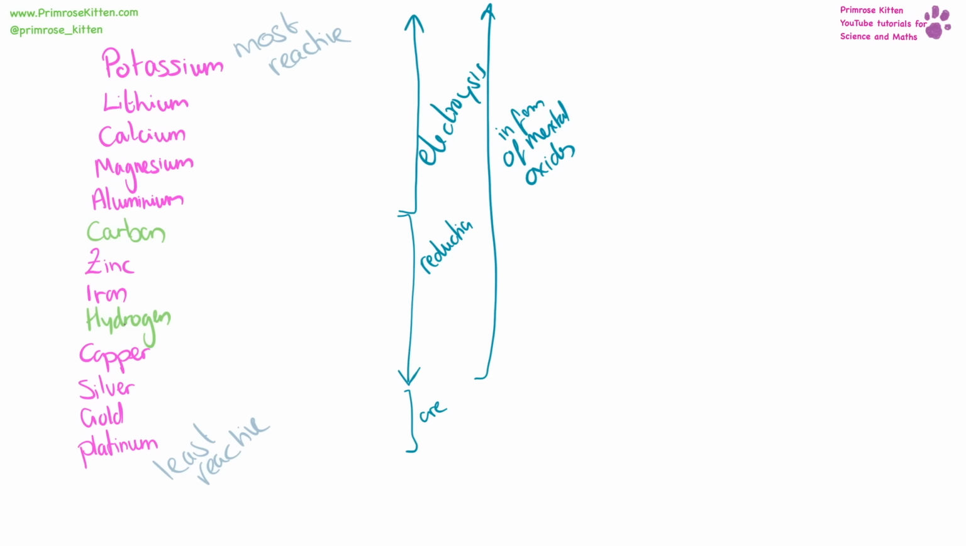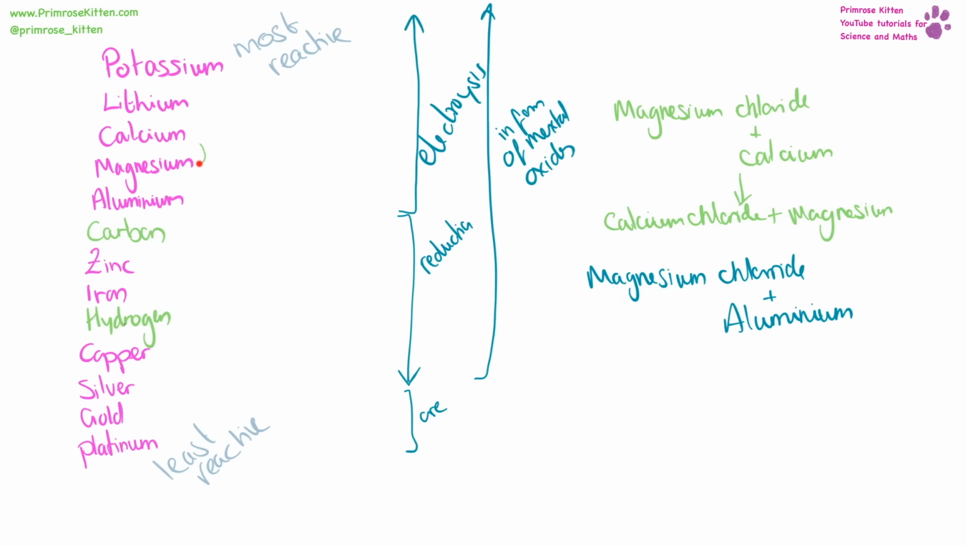And we can use this to predict the products for displacement reactions. If we reacted magnesium chloride with calcium, because calcium is more reactive than the magnesium, the calcium is going to take the place. So we are going to get calcium chloride plus magnesium as our products. However, if we reacted magnesium chloride with aluminium, because magnesium is more reactive, aluminium cannot take the place, it will not displace it, so no reaction is going to take place.